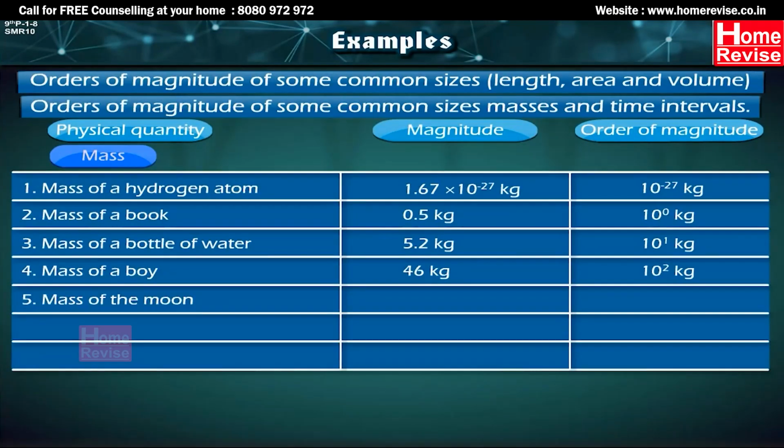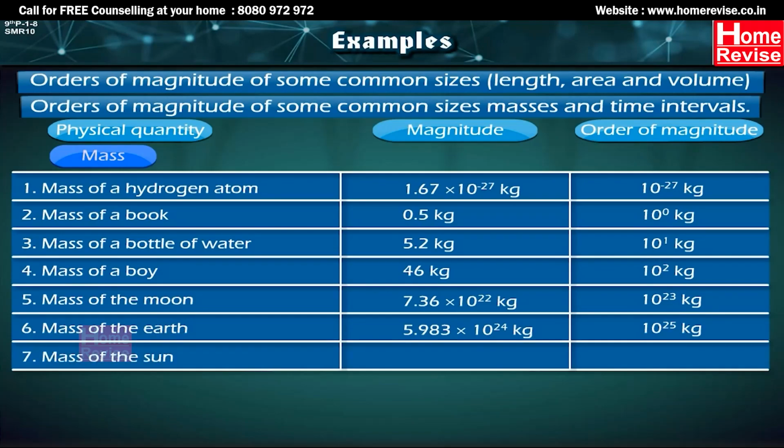5. Mass of the moon. Magnitude 7.36 into 10 raised to 22 kg. Order of magnitude 10 raised to 23 kg. 6. Mass of the earth. 5.983 into 10 raised to 24 kg. Order of magnitude 10 raised to 25 kg. 7. Mass of the sun. 2 into 10 raised to 30 kg. Order of magnitude 10 raised to 30 kg.